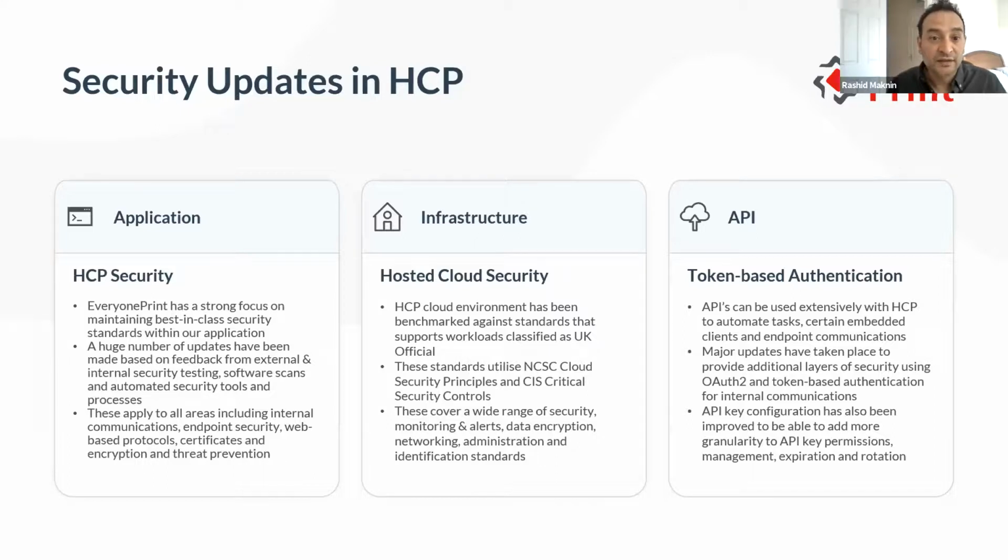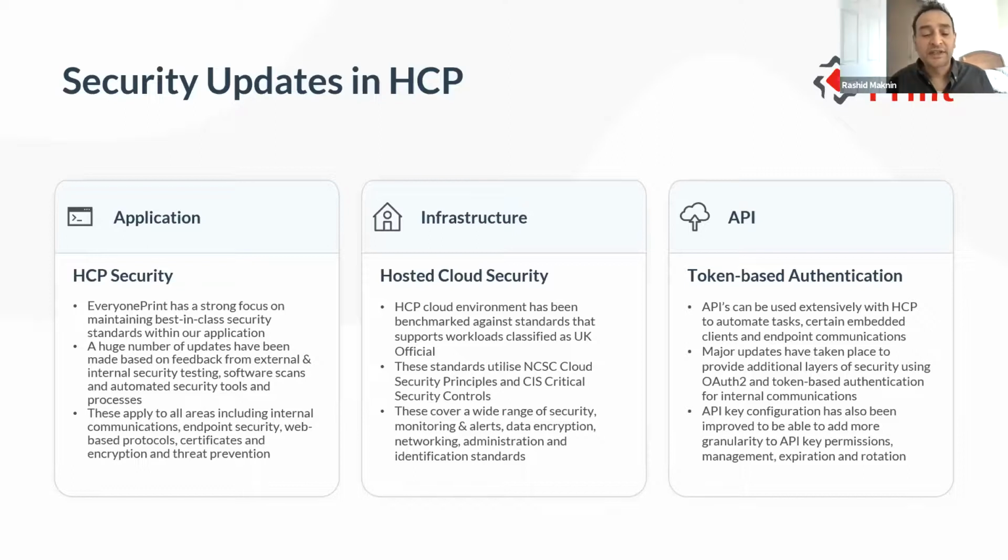These standards utilize the NCSC, National Cyber Security something, I'll have to look it up, Cloud security principles, and also the CIS critical security controls. So you can find these, and we run regular automated benchmarking against these to flag if anything isn't up to scratch within our environment. And this is something that I think we're going to produce some collateral on, because the cloud infrastructure and the security of that is hugely important, as well as the application security. So these two things have been a big focus over the last few months, and will continue to be.